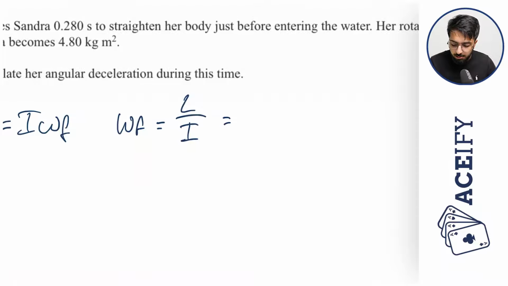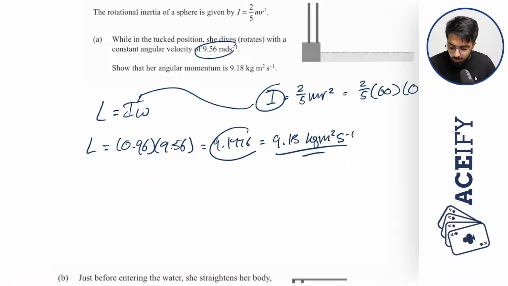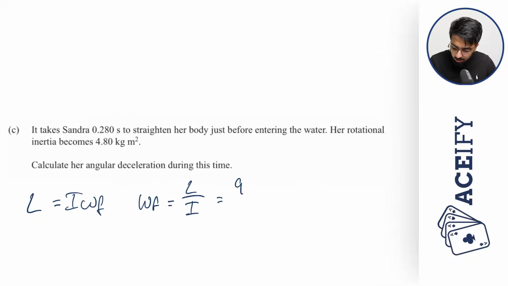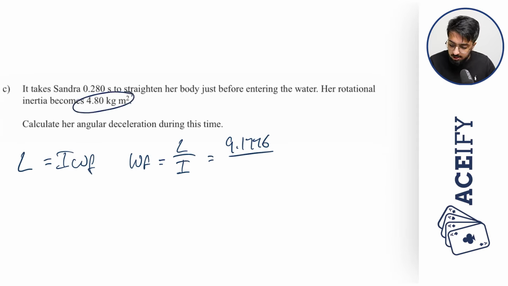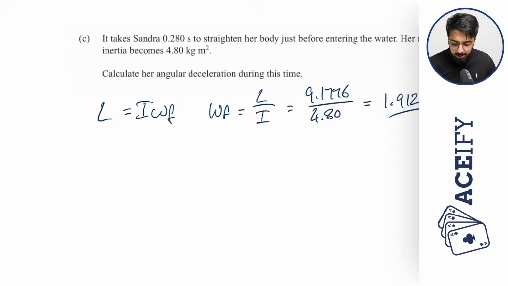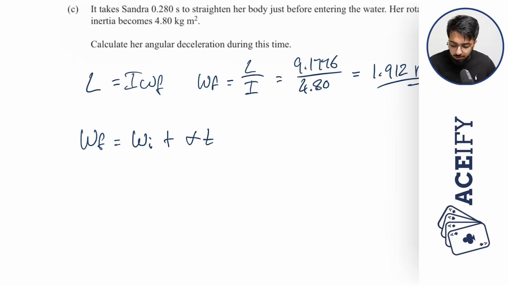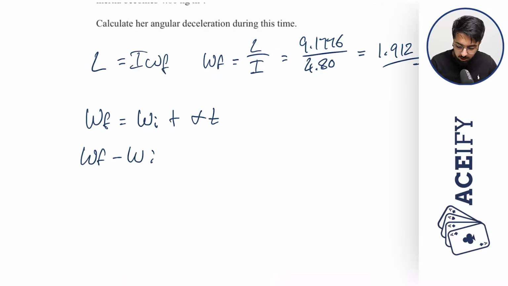We found her angular momentum up here, 9.1776, all over the rotational inertia, which we now know is 4.8. And that gives a final angular velocity of 1.912 radians per second. We also know the kinematic equation where omega finally is equal to omega initially plus alpha t. And so we want to rearrange for our angular acceleration. So omega finally minus omega initially, all over our time, is equal to our angular deceleration.